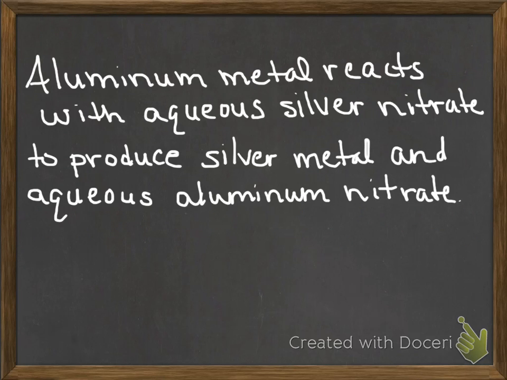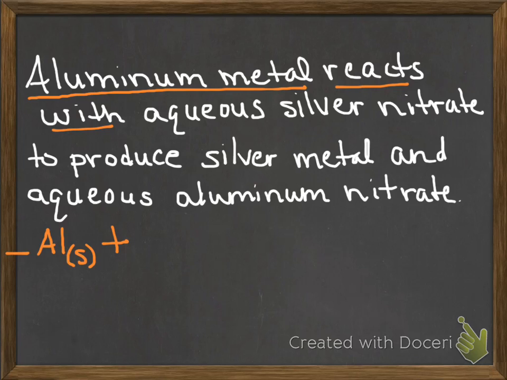Alright, so this reaction says we have aluminum metal reacts with aqueous silver nitrate to produce silver metal and aqueous aluminum nitrate. That's a mouthful. Aluminum metal. Okay, so we're just talking about aluminum, so Al. What state would that be in? Now this asks you to think about things. Aluminum metal. What state is a metal in at room temperature? We know that that's solid. Reacts with, so that's going to be plus, it's reacting with aqueous silver nitrate.